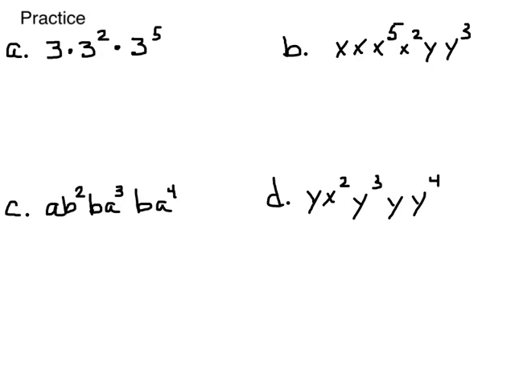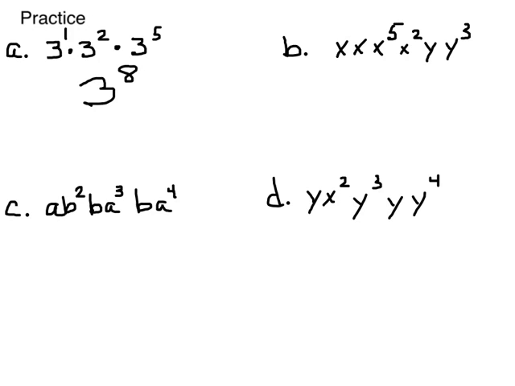Only have 4 practice problems today. In A, we have actual numbers, and they all do have the same base. Now, I'm going to put this 1 right here, 3 to the 1st, times 3 squared times 3 to the 5th. So I'm going to add those exponents. I've got 5 plus 2 is 7 plus 1 is 8. So this really is 3 to the 8th power.